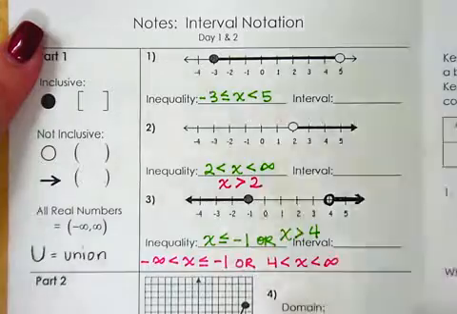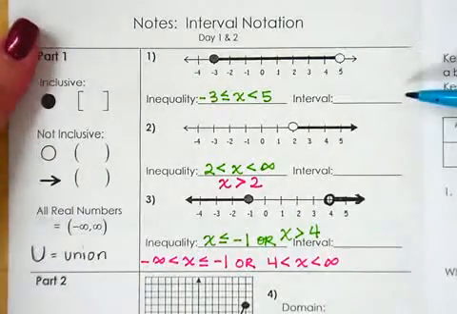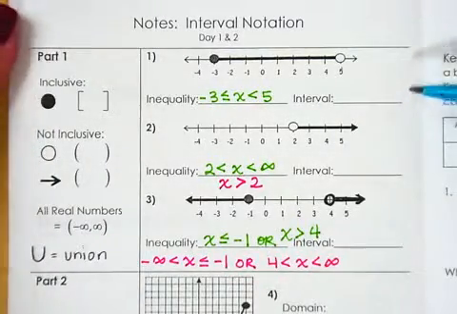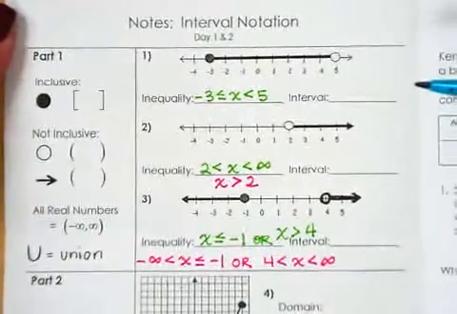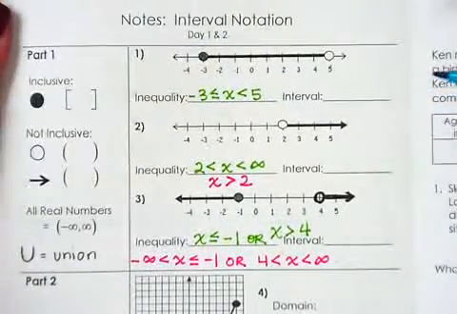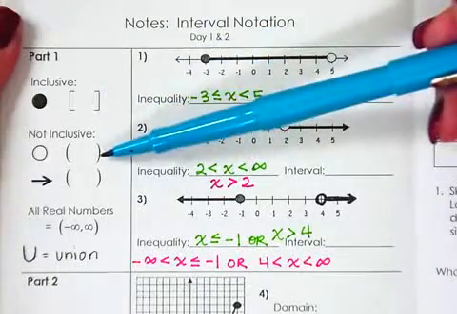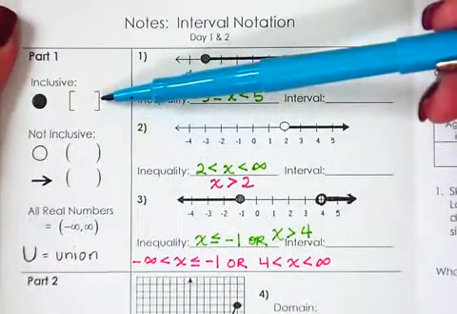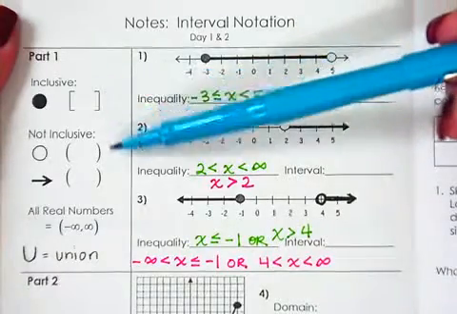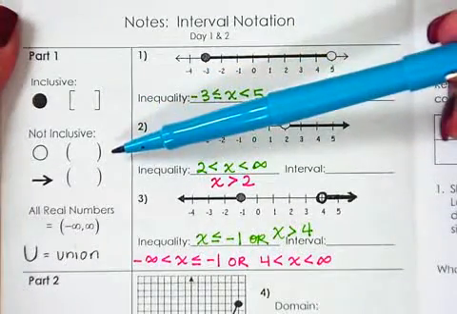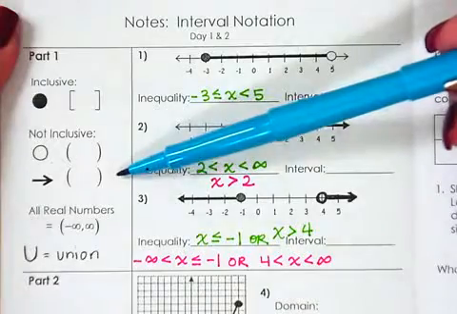So now let's go ahead and change these into a new notation called interval notation. For interval notation, it omits the inequalities and it omits the variables and it just uses these symbols here, brackets or parentheses. If the value is inclusive, we're going to use a bracket. If the value is not inclusive, it's an open circle, or if it's infinity, we're going to use a parenthesis.